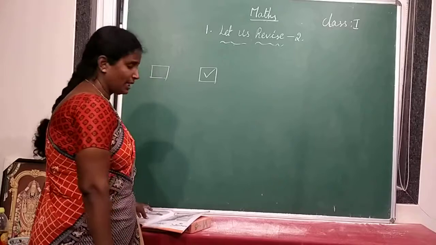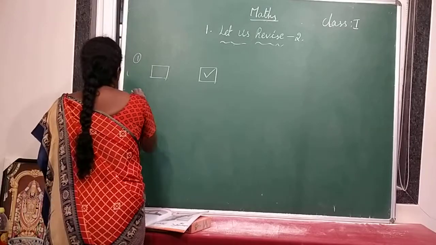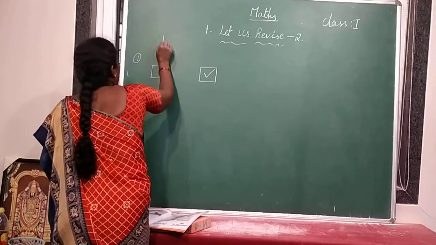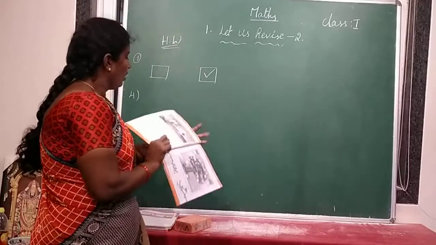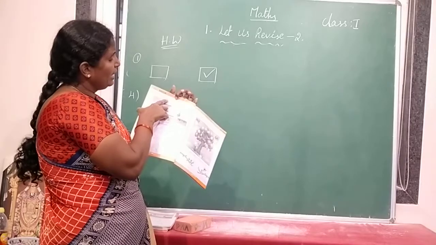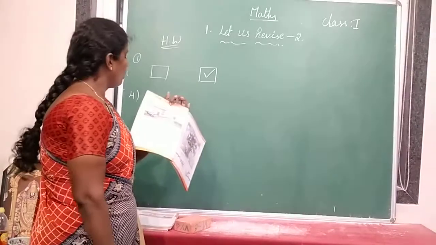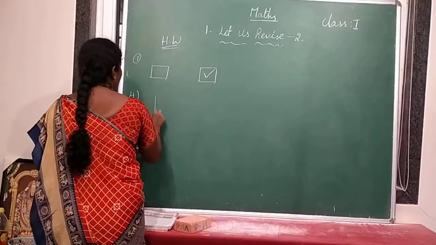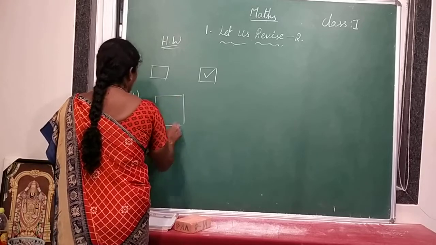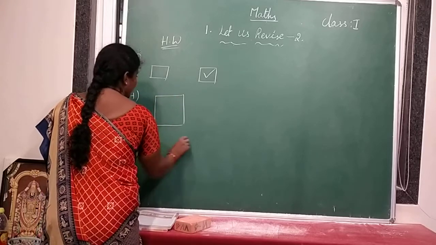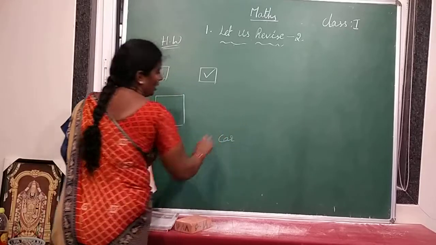In page number 6, fourth bit. Circle the car near the house. Here 2 cars are there. For example, this is a house. This is house. Here 1 car is there and here also 1 car.